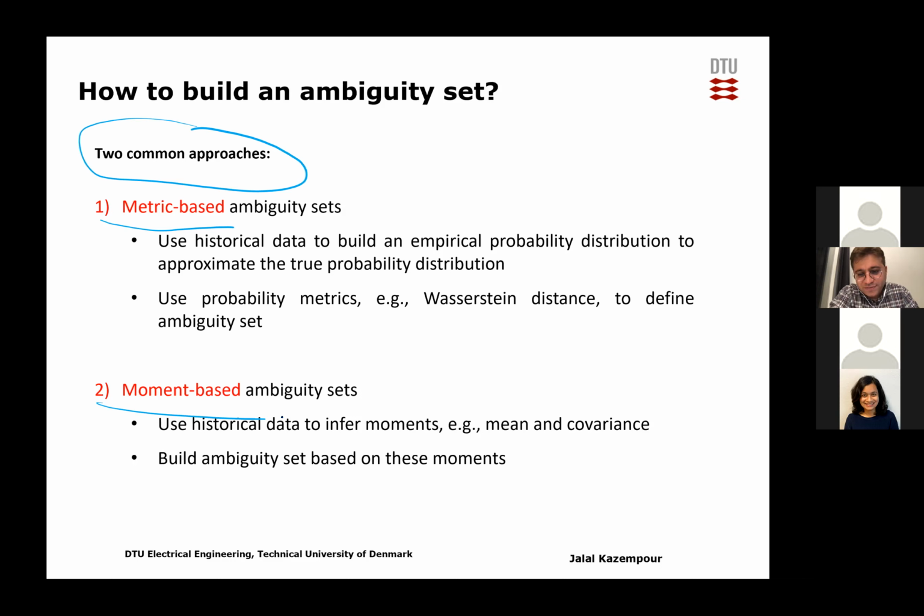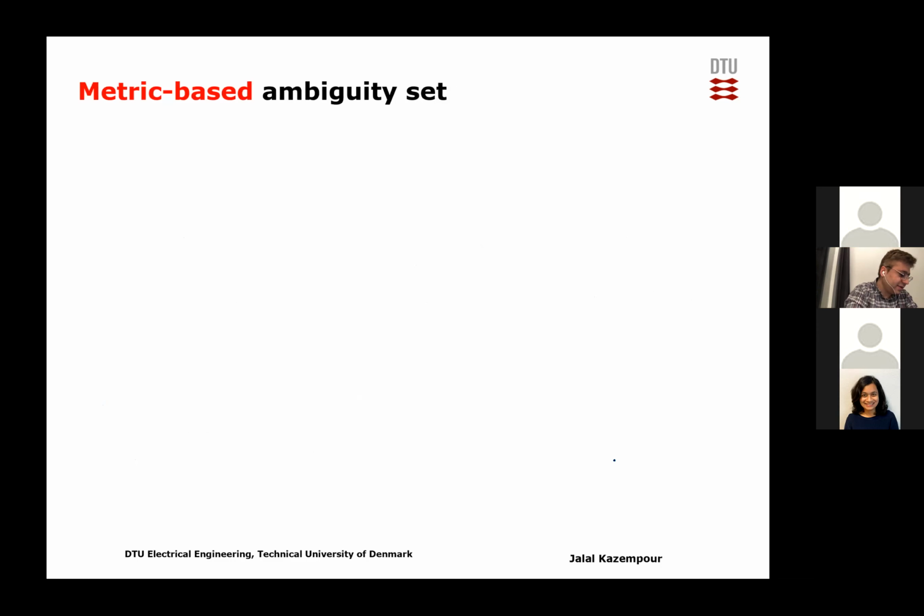I'll explain each of them separately. Nima said, can we use classification machine learning? Maybe, but let me explain here, and then maybe you can have extra ideas that you can think of and work on later. Let me first explain the metric-based ambiguity set, or as some of you call it, distance-based. It's also correct, distance-based or metric-based ambiguity set.